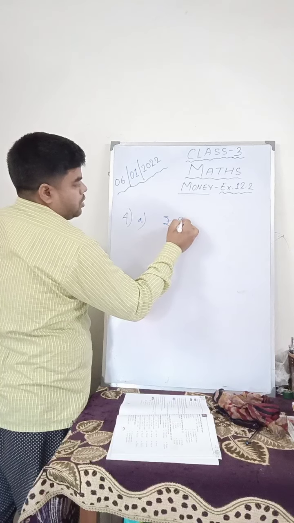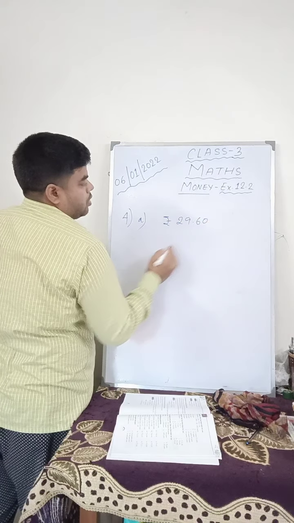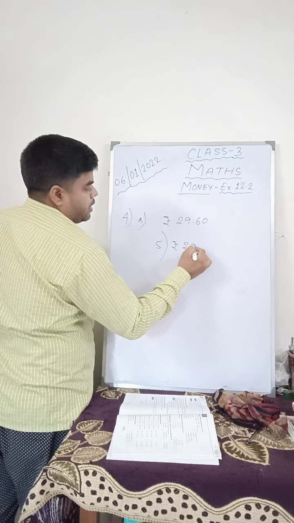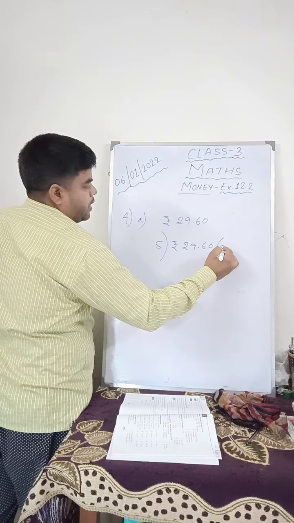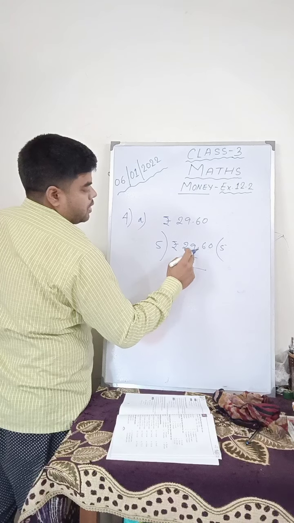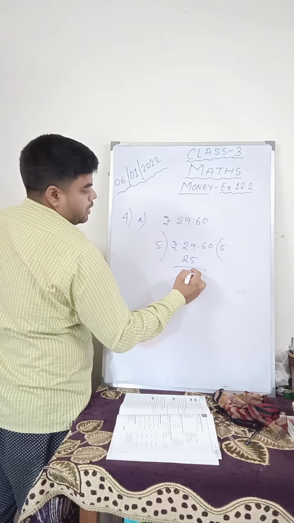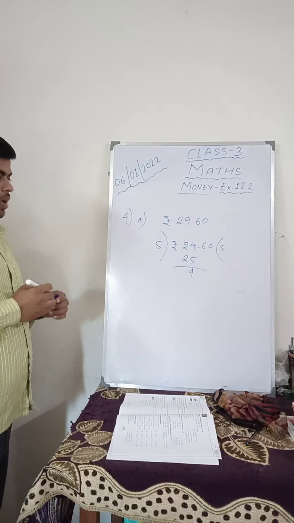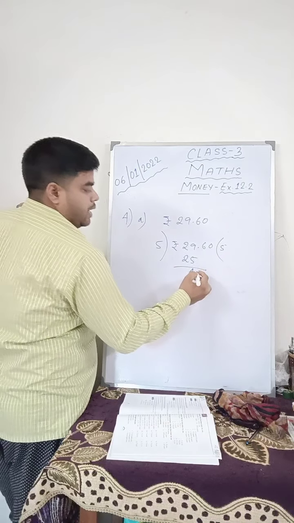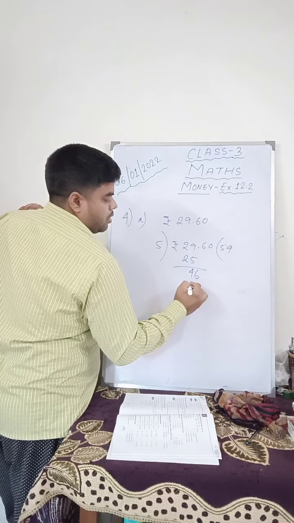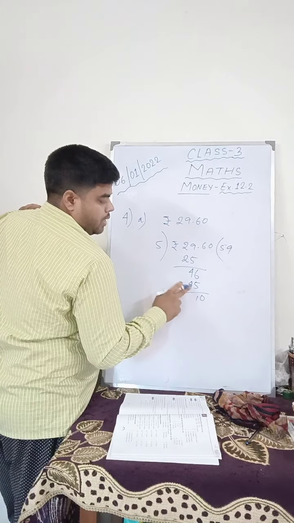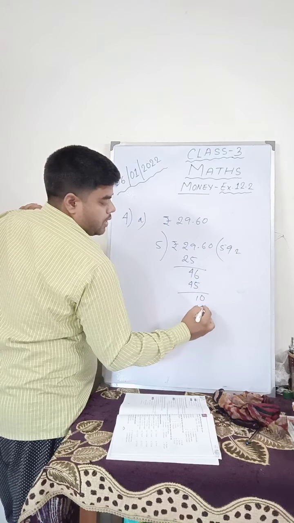So rupees 29.60, and how many 5 paisa coins? So let us divide this by 5. Rupees 29.60. So 5 5s are 25. 4 in hand. Now you have 6. So 5 9s are 45. 1 0, and here again 0 comes down. So 5 2s are 10.